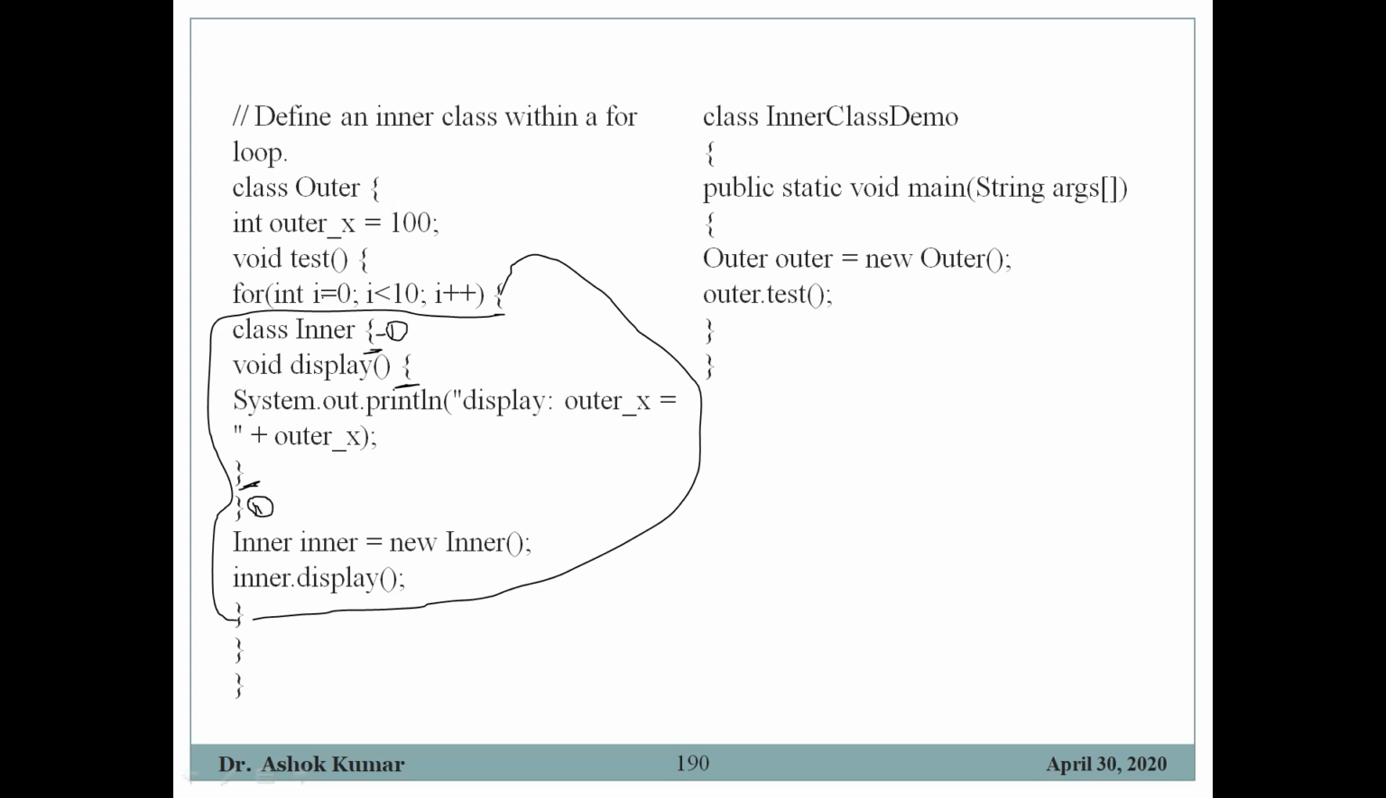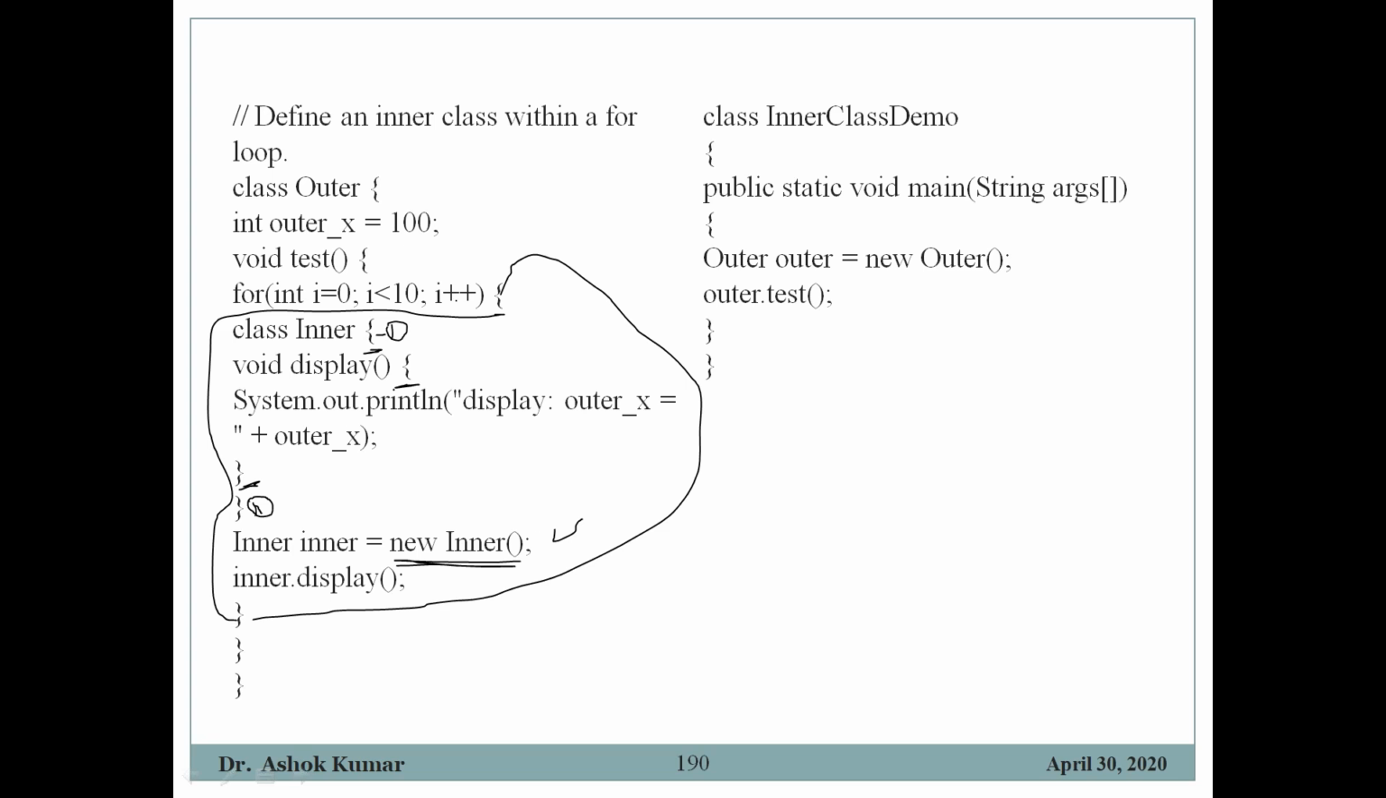So when this for loop is executed, I is 0, less than 10 condition is true, so there is a class. This will just be skipped because it is its declaration. The control will come here, it will create the object of the inner class because this line is part of the for loop. So this will create the object, and inner.display will call this display function, and you will get display outer x is 100, so you will get 100.